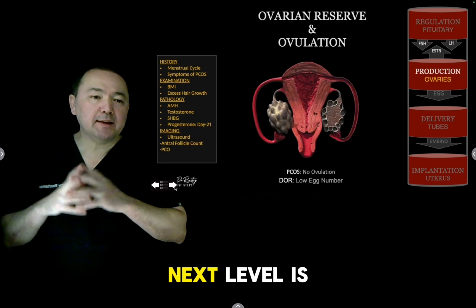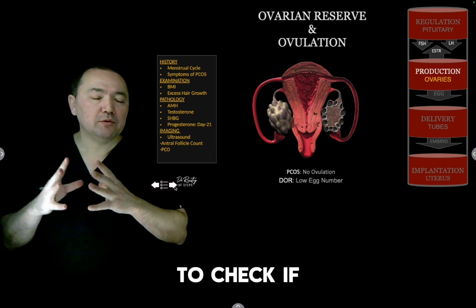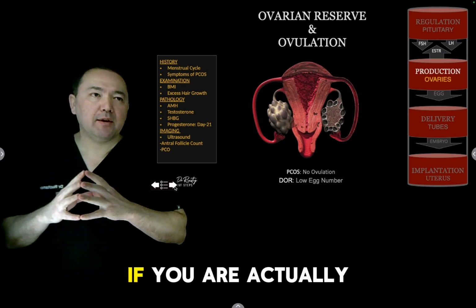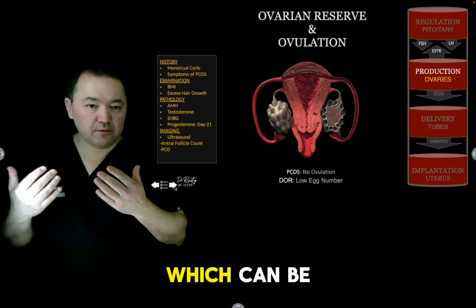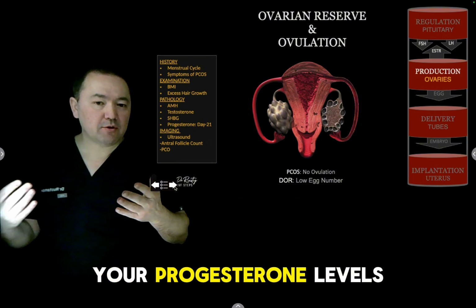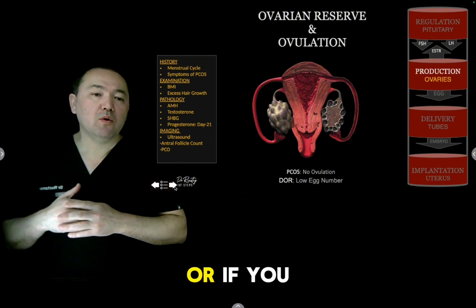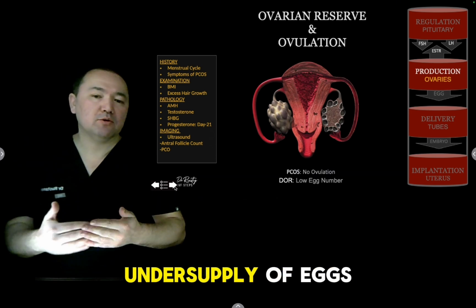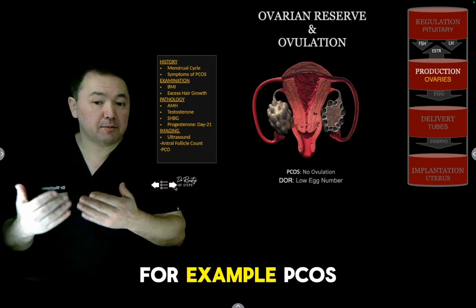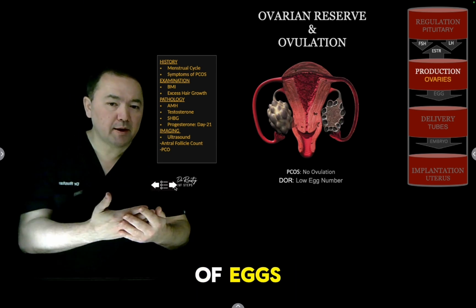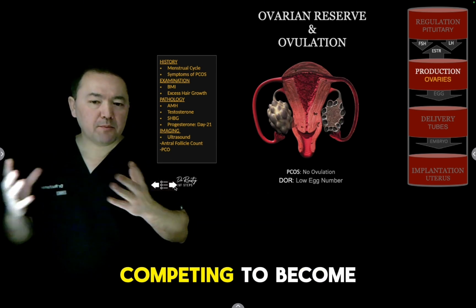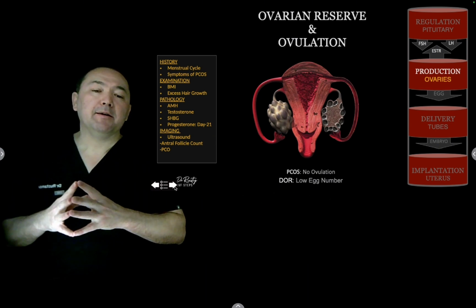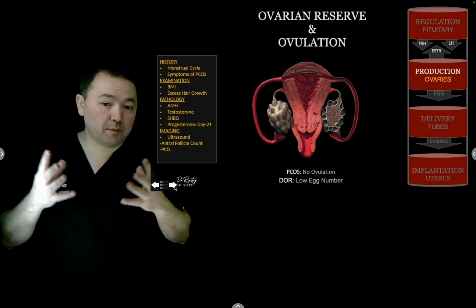Okay, so the next level is to check if you're actually producing eggs. That is, if you're actually ovulating, which can be done by checking your progesterone levels on day 21, or if you have any problem with oversupply or undersupply of eggs. If you have, for example, PCOS, you have an oversupply of eggs and lots of follicles competing to become dominant and ovulate, and none of them ovulates. And that's the problem of oversupply of eggs.